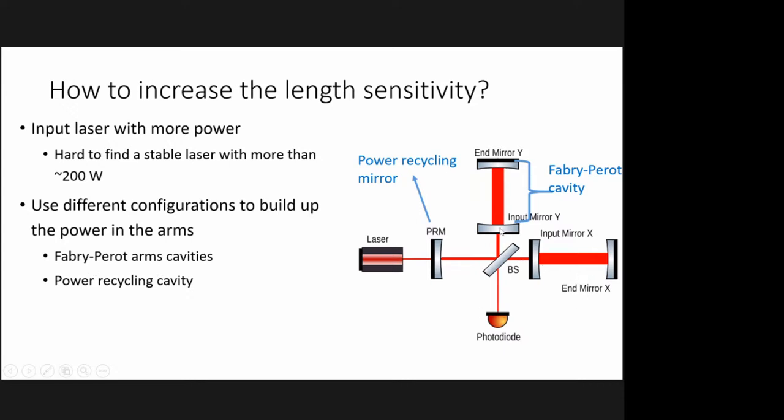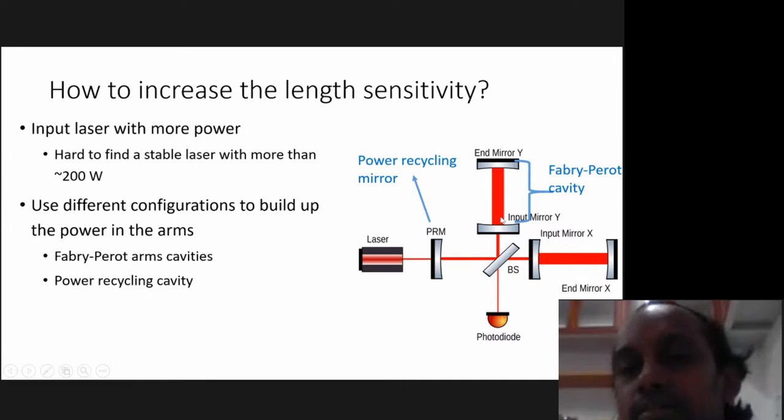One is Fabry-Perot cavities, where instead of just a beam splitter and end mirror, you also put another mirror in between. So this forms a cavity. So the laser that goes inside, it actually multiplies, it bounces back and forth between these two mirrors many times, and it accumulates in that arm. So effectively, this increases the laser power in the arms. As I mentioned previously, what decides the sensitivity of this instrument is the laser power in the arms. So in this case, since we have built up sufficiently large laser power in the arm, this instrument will have high sensitivity for the length fluctuations.